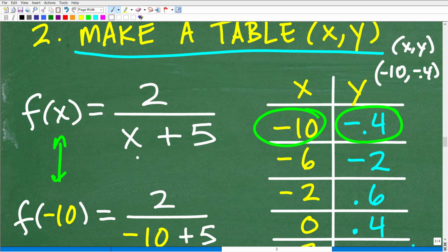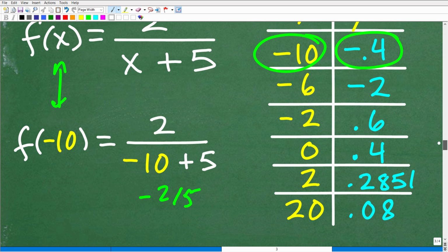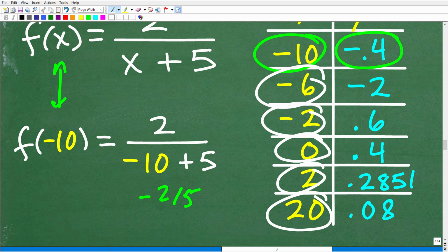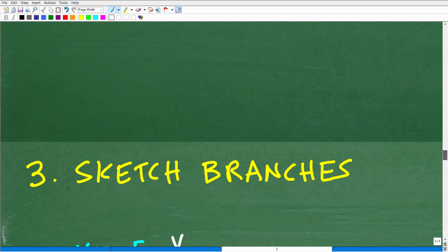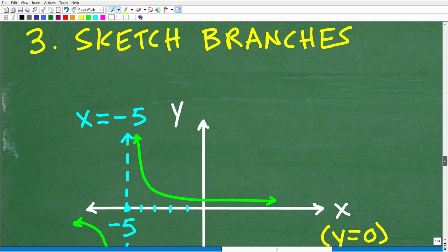Okay, so we're going to be playing connect the dots, but we need more dots to really see what's going on. So you just follow through and do the respective work here for these points. Use your calculator, by the way. You can work with fractions if you are not able to use a calculator. That's perfectly fine. But get enough points so you can plot those points, okay? So now that you have your table, you're going to go ahead and actually sketch the branches out, okay?